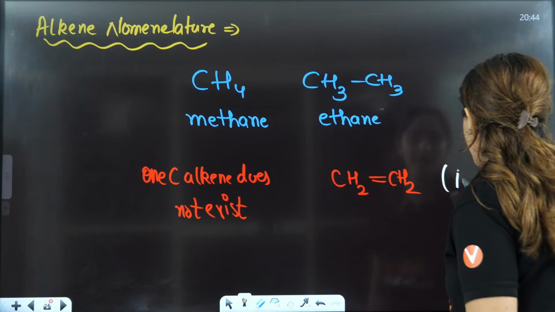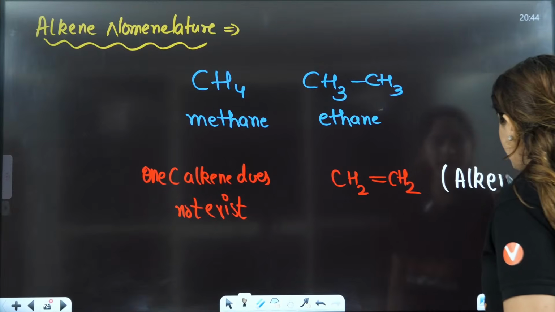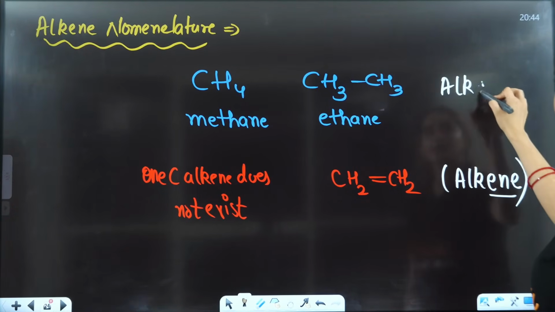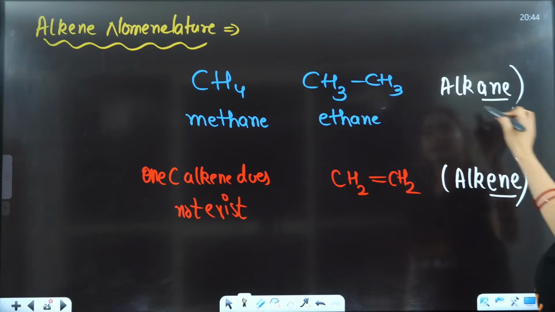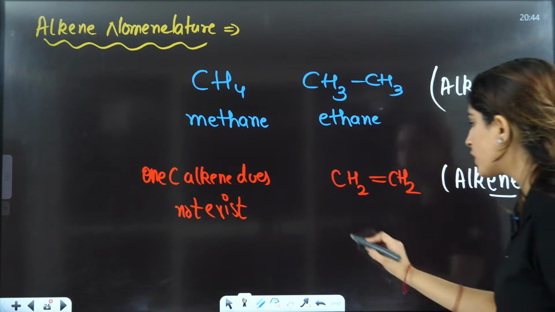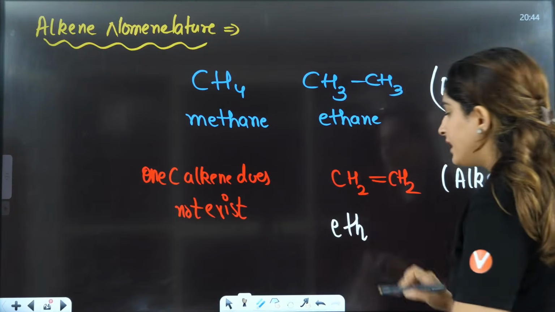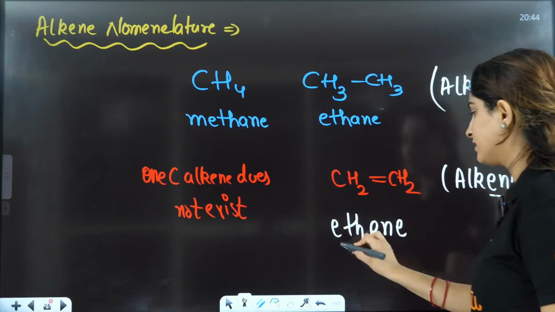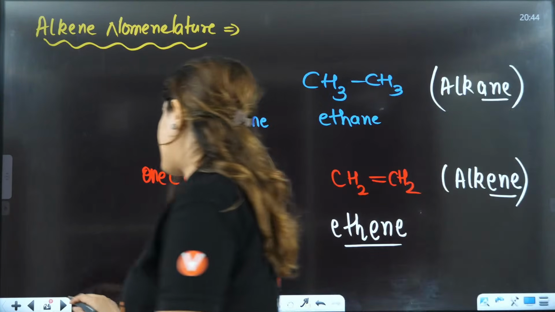So this will be alkene. Ene you will write. This is alkane, this is ane. So this is going to be eth. Eth is from the alkyl part. Ethene. That is called ene, right?